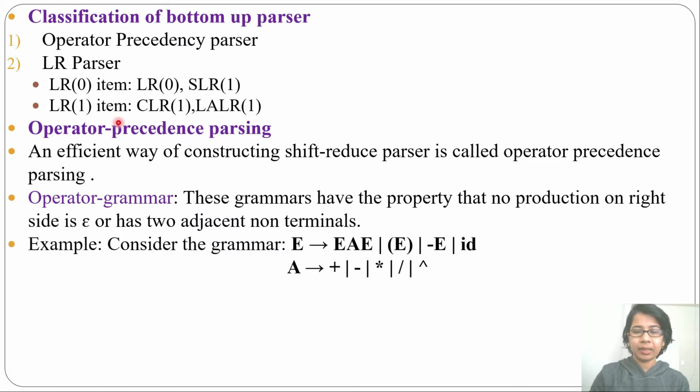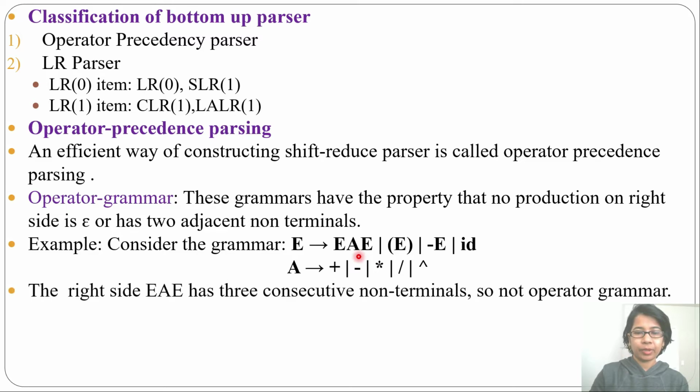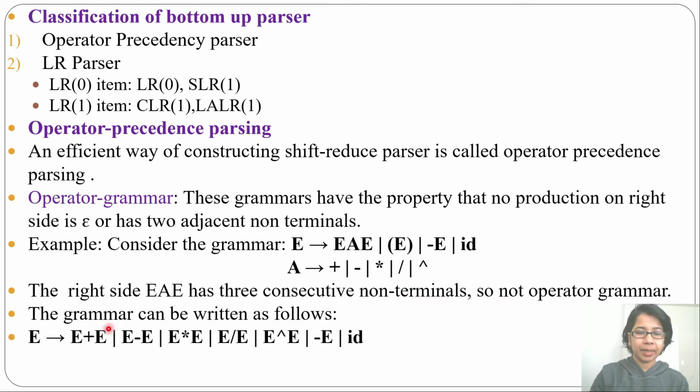Let's take an example. A derives E A E or (E) or minus E or ID. A derives plus, minus, multiplication, division and power. This is not an operator grammar as three non-terminals are together: E, A, E. Due to this, it is not an operator grammar. So we can rewrite this as operator grammar. We can replace A production here. Like E can derive E plus E, E minus E, E multiplication E, E division E, E power E, then minus E and ID. This is the operator grammar.